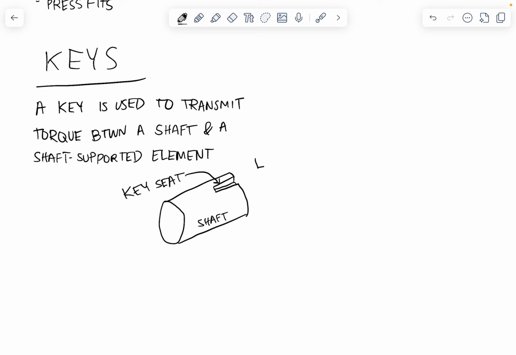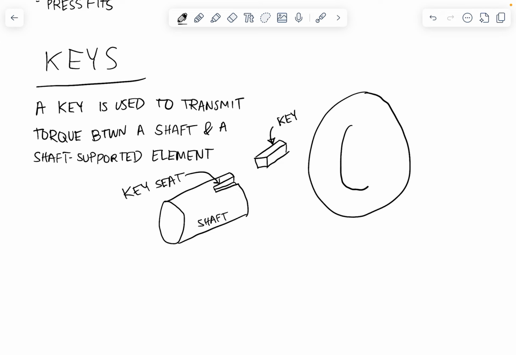Okay, and the key itself, there's many different shapes and styles. I'd encourage you to go take a look at some of them on McMaster-Carr, for example. But here we'll just draw a square key or a straight key. It's the most commonly used type. And then the key fits inside of the key seat, and then that can be inserted into the hub, which has a keyway.